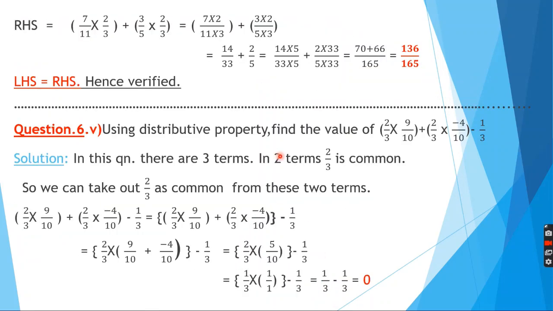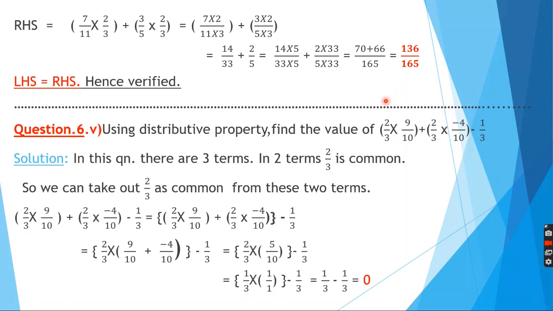Now when you go to the RHS part, the distributed part, 7 by 11 into 2 by 3 plus 3 by 5 into 2 by 3. Now two brackets are there. Both the brackets simplify: 14 by 33 plus 2 by 5. After simplification, we are getting it as 136 by 165. Therefore, again, LHS is equal to RHS. Hence, verified.